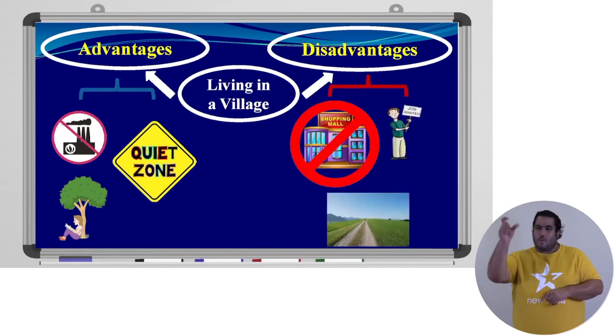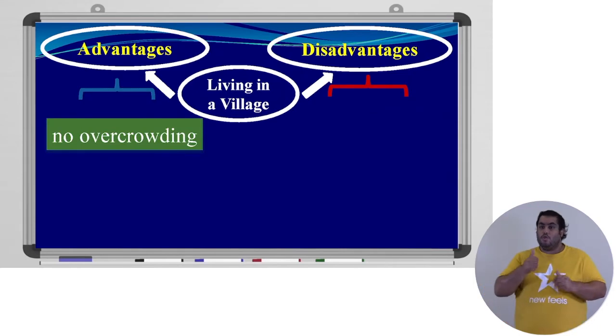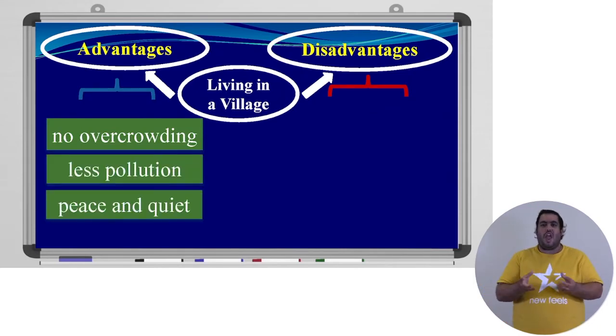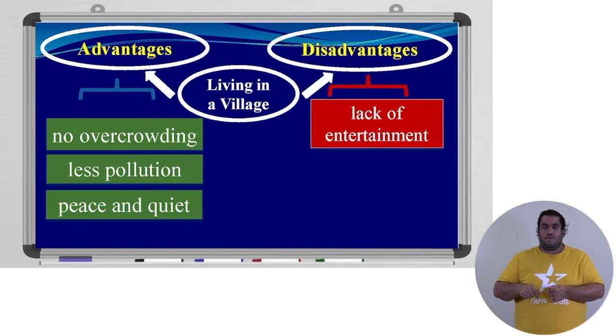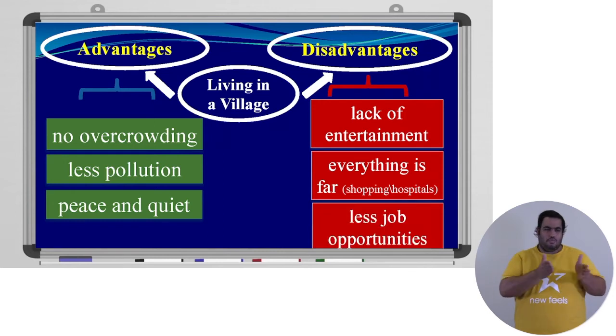Let's put them in words. The advantages of living in a village or a countryside: no overcrowding, less pollution, peace and quiet. When moving to the disadvantages of living in a village or a country: the lack of entertainment, everything is far. The shopping malls, the cinemas, the shops, everything is far from you, and less job opportunities.